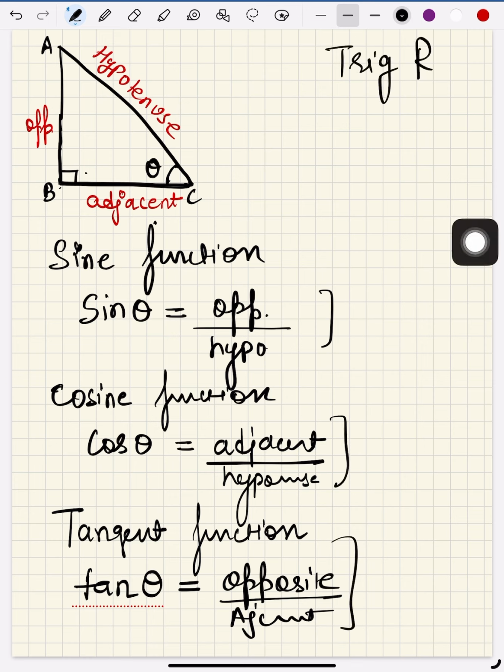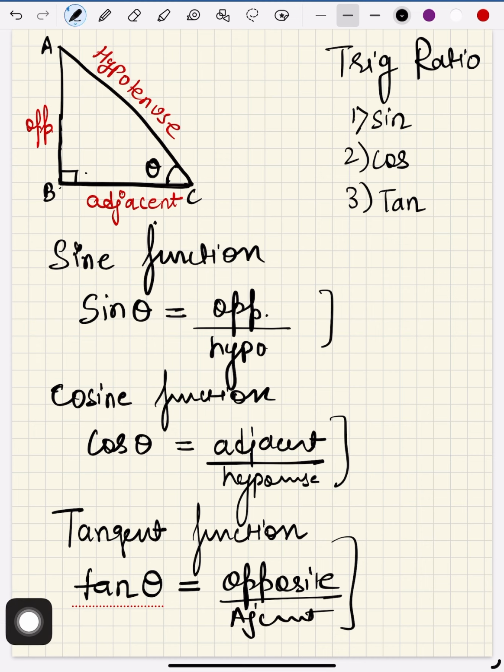Trigonometric ratios, and we have six trigonometric ratios. First is sine, second is cos, third one is tan or tangent. And we have the opposite, or reciprocal, of these, which is cosec. Then we have sec, and the sixth one is cot.